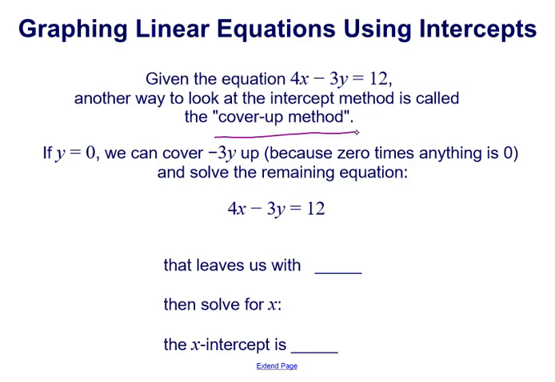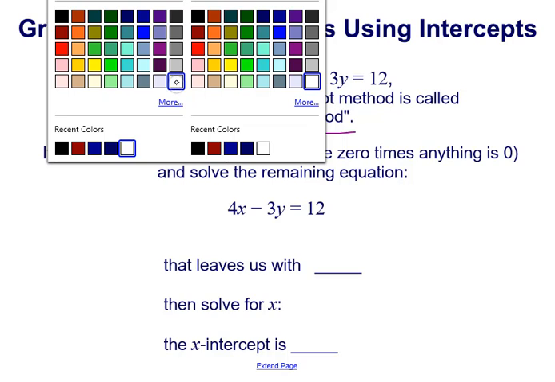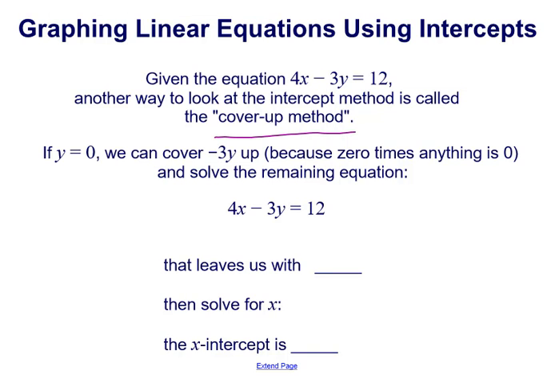Now you can cover it up with your fingers. Some people cover it up with a penny if it's small enough, maybe with your eraser or a part of your pencil. But that part of the equation is going to go away. You're covering it up. So here I'm going to cover it up by putting a white square over it so that you won't be able to see that part of the equation anymore. So we're covering up the negative 3y. And again, that's because we're looking for the x-intercept, so y equals 0.